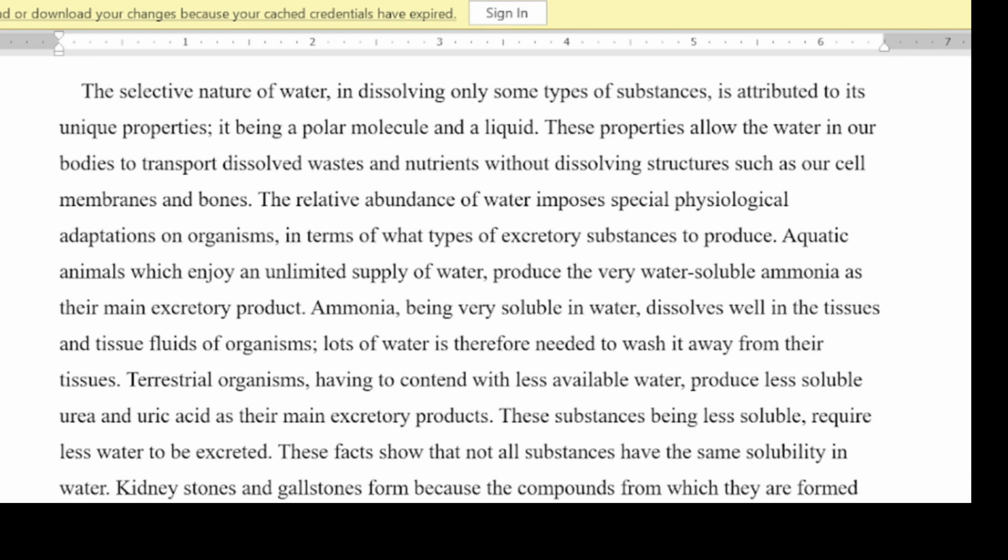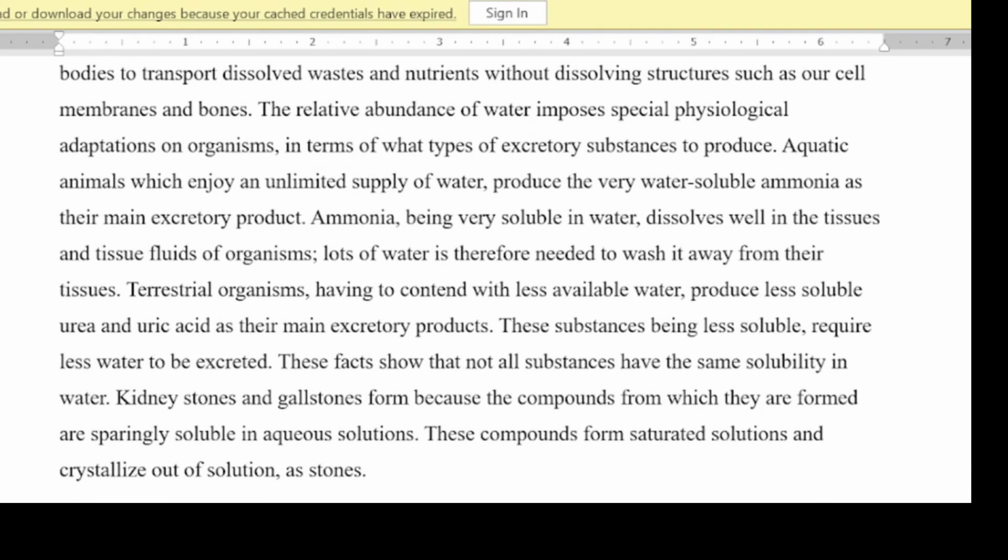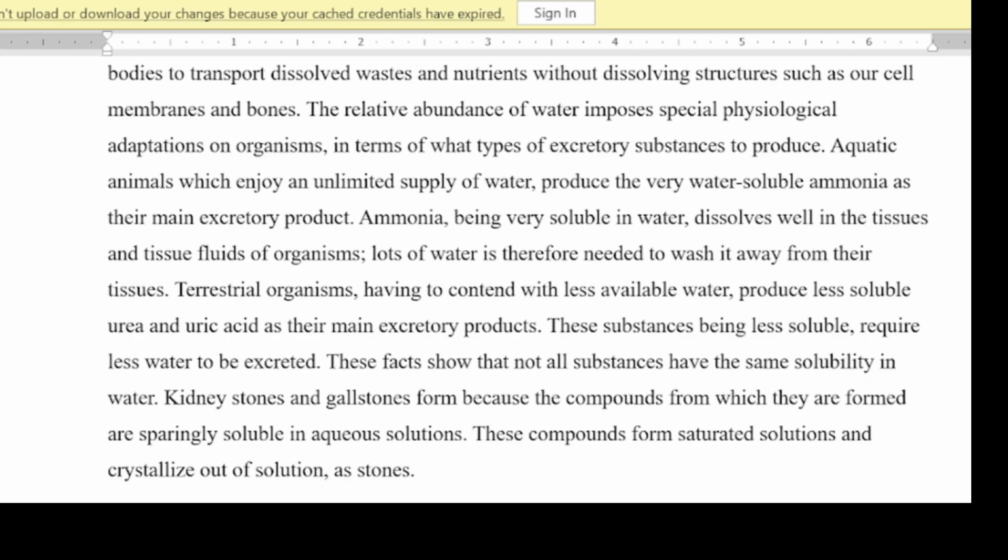These properties allow the water in our bodies to transport dissolved waste and nutrients without dissolving structures such as our cell membranes and bones. The relative abundance of water imposes special physiological adaptations in organisms in terms of what types of excretory substances to produce.